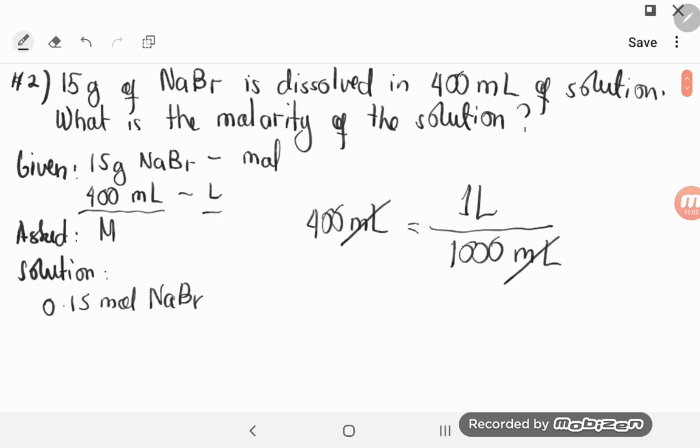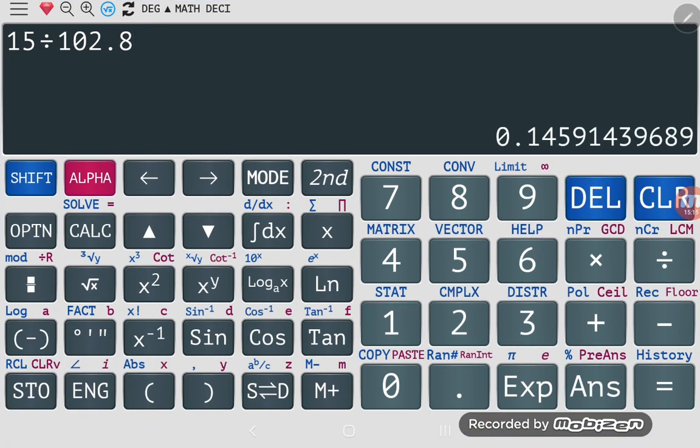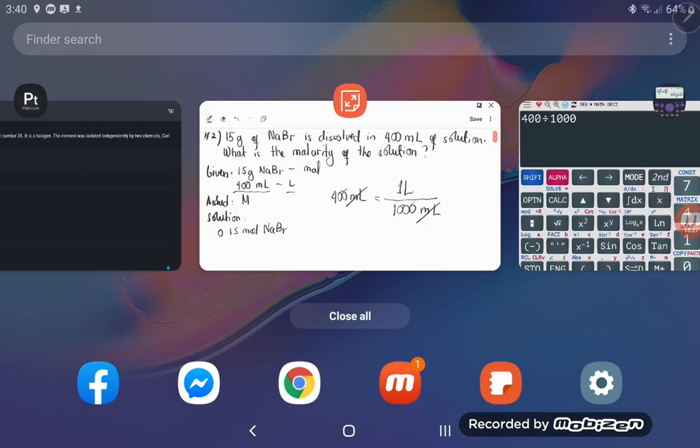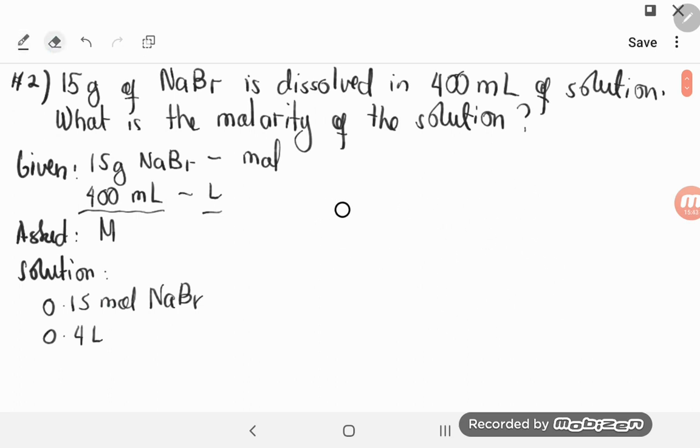Then we will cancel. So 400 times 1 divided by 1000, that gives us how many? Okay, I want to use the calculator for us to be sure. So 400 divided by 1000 is 0.4. Okay, going back. So the answer is 0.4 liters. So I'm going to write it here, 0.4 liters. And so we are now ready to solve for the molarity of the solution.